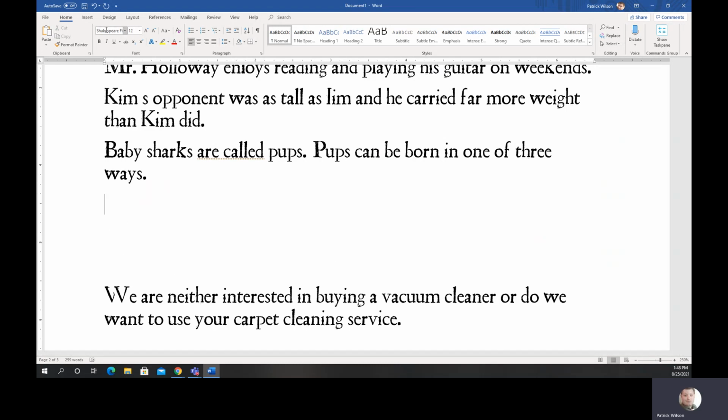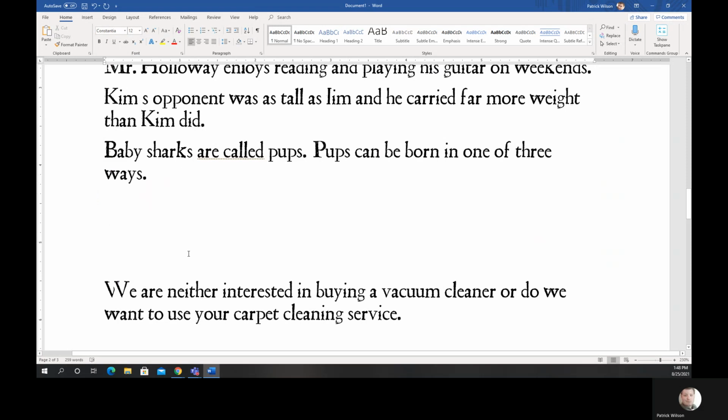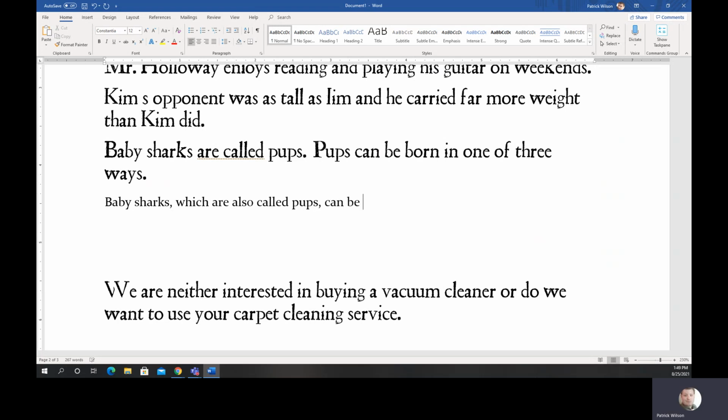You could say, baby sharks, which are also called pups, and notice how I have a comma before "which," and I'm also going to have a comma after "pups." And then I'm just going to basically omit "pups" in the next sentence and just pick up "can be born in one of three ways."